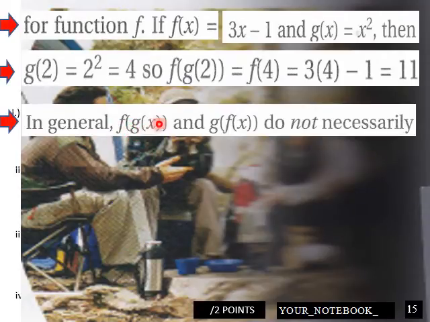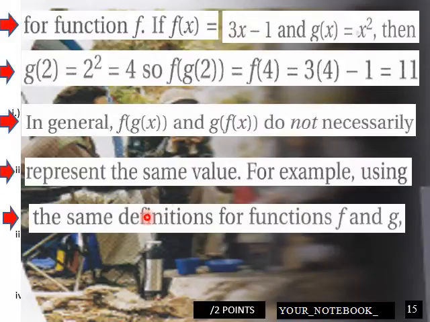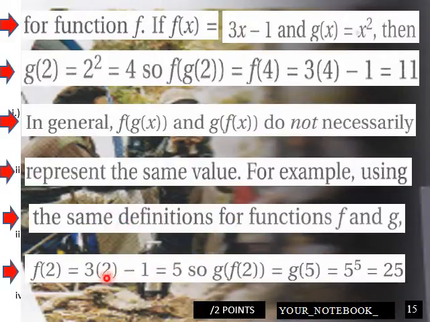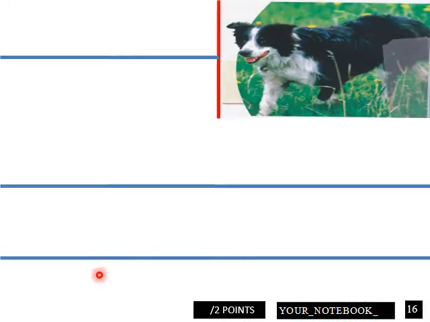In general, f of g of x and g of f of x do not necessarily represent the same value. For example, using the same definitions for functions f and g, if you were to do this over again, you would get 25 here. So f of g of 2 would not be the same as g of f of 2. Those would be called inverses of each other, which doesn't necessarily happen all the time.